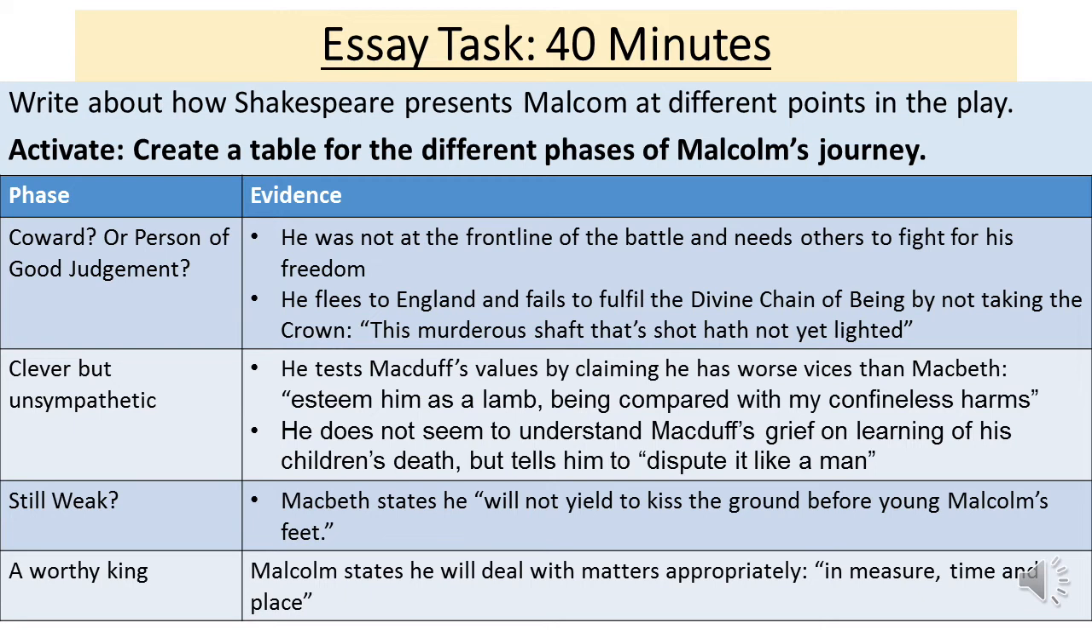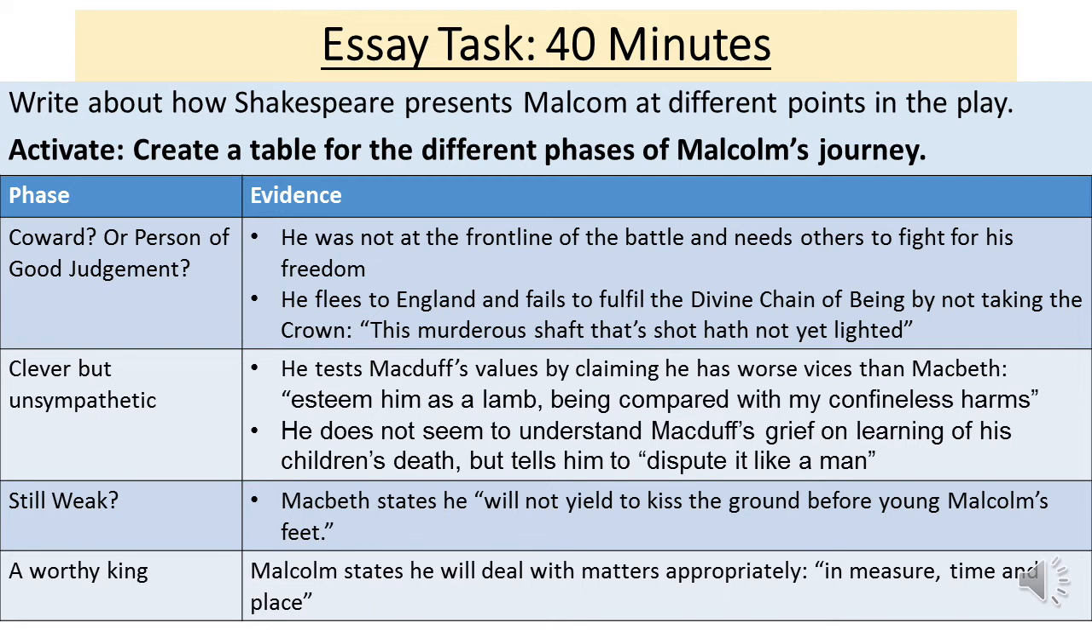Later on, he seems clever. He sees if Macduff's a good guy. He pretends he's terrible himself. Malcolm says, "Esteem him, Macbeth, as a lamb being compared with my confineless harms." In other words, I'll harm everyone. There's no confines, there's no limits to who I will harm.